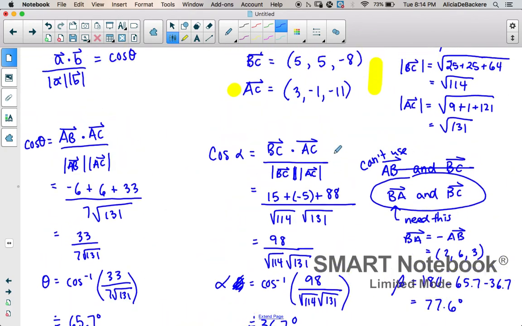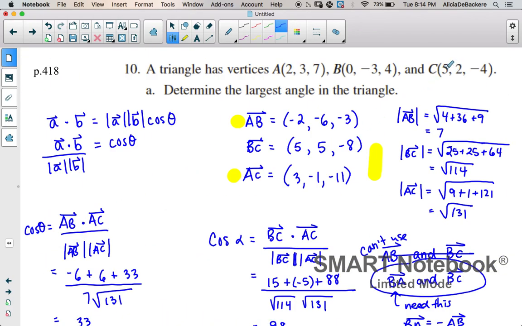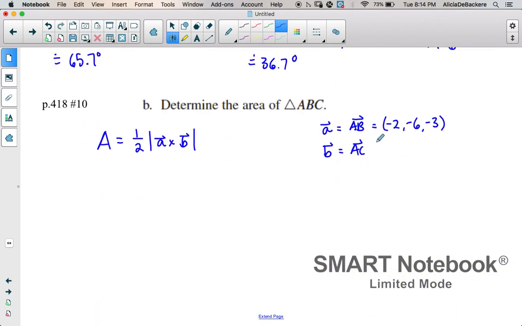And then I did AC. Again, I started with C and subtracted A, and I came up with 3, -1, -11. Those are going to be the two sides that I plug in here.